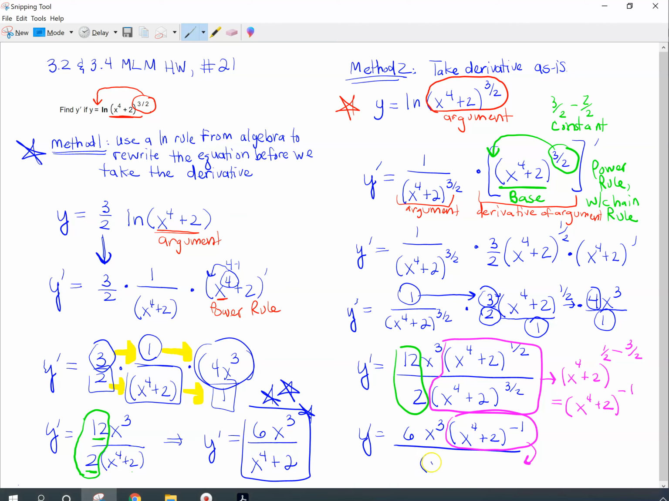When I relocate that, I'm going to get x to the 4th plus 2 to the positive 1 exponent. Of course, we don't write that positive 1 exponent because it could look like a prime, like a derivative. After I relocate that, it looks exactly like method 1's answer. Again, I don't care which way you do it. If you know the log rule from algebra, it saves you a little bit of time simplifying your answer at the end. But if you don't know that algebra rule, you can just do method 2 and work with the derivative as is. It just happens to have a chain rule within a chain rule.